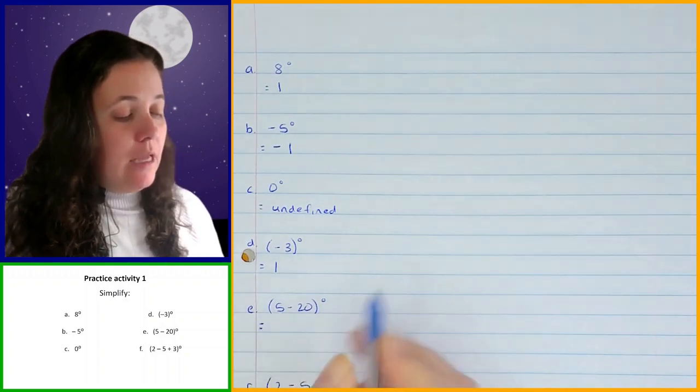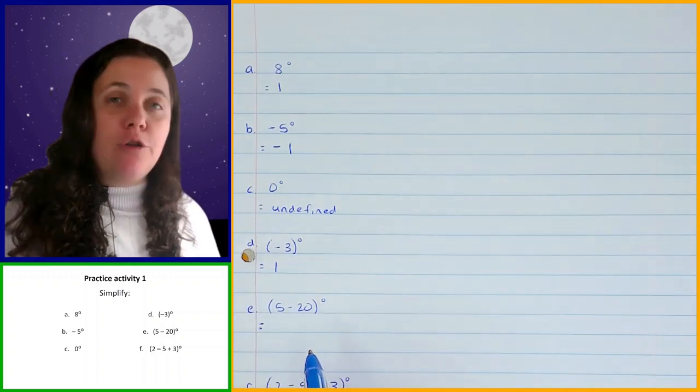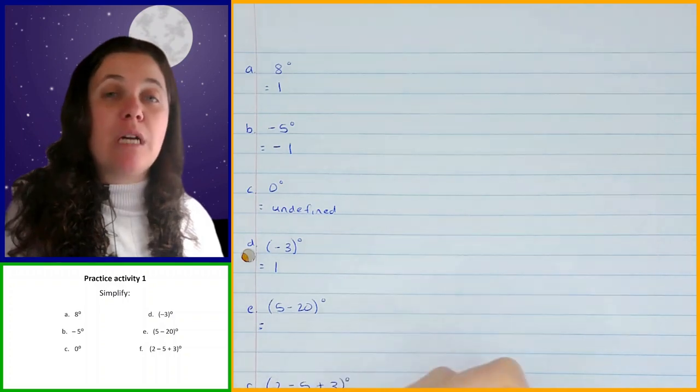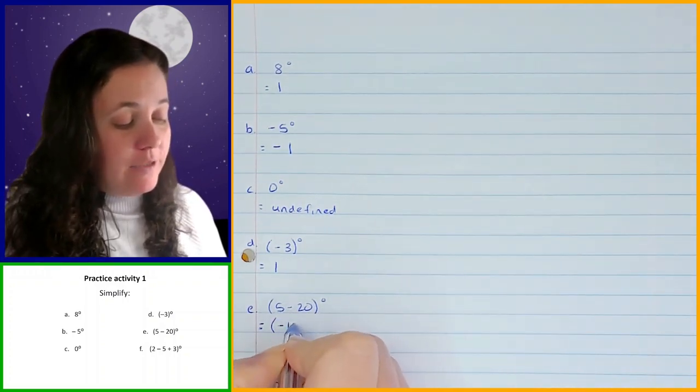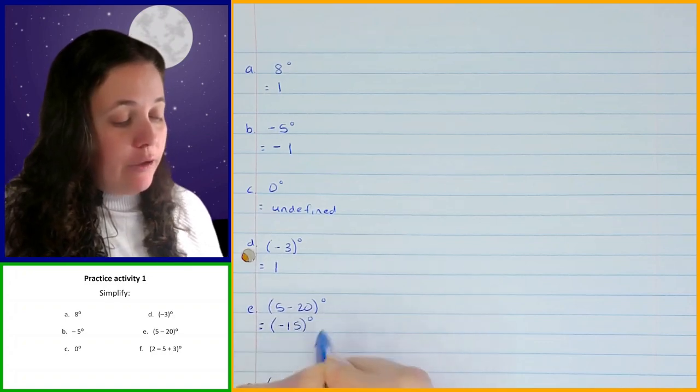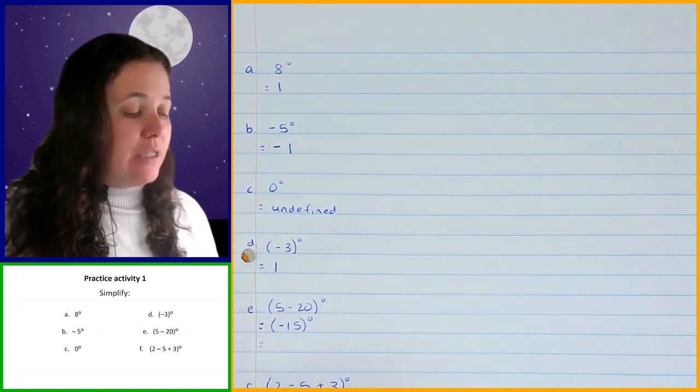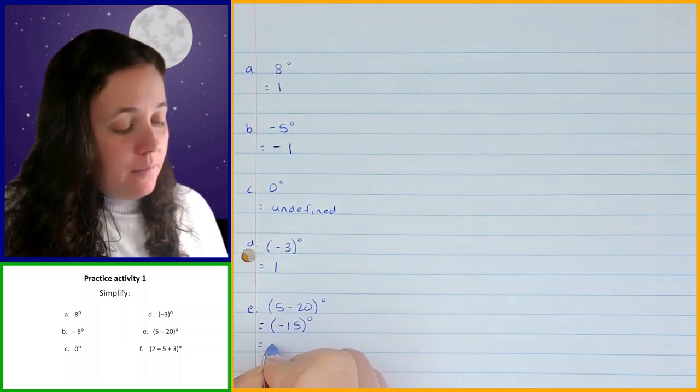Okay, over here, I've got 5 minus 20 to the power of 0. Now, we already know that we have to work out what's inside the brackets first. So I'm going to show that. I'm going to have 5 minus 20 is negative 15 to the power of 0. And now I can simplify this, and that gives me 1.